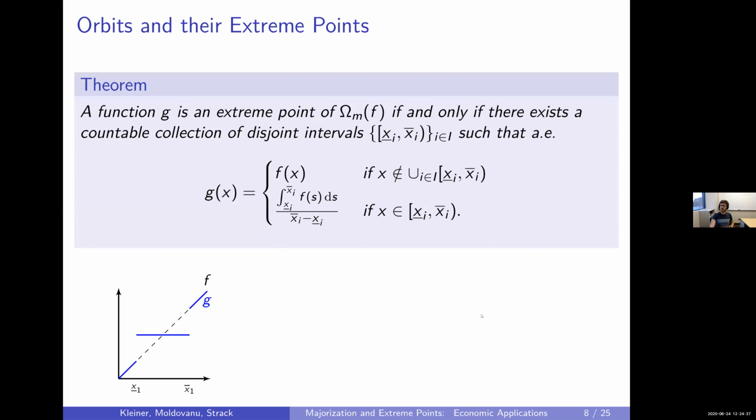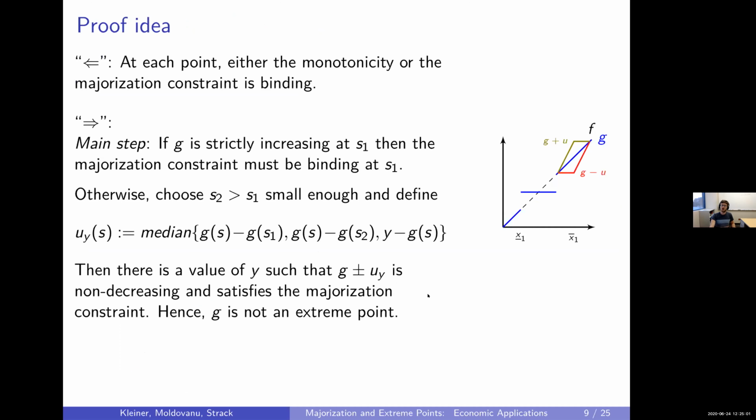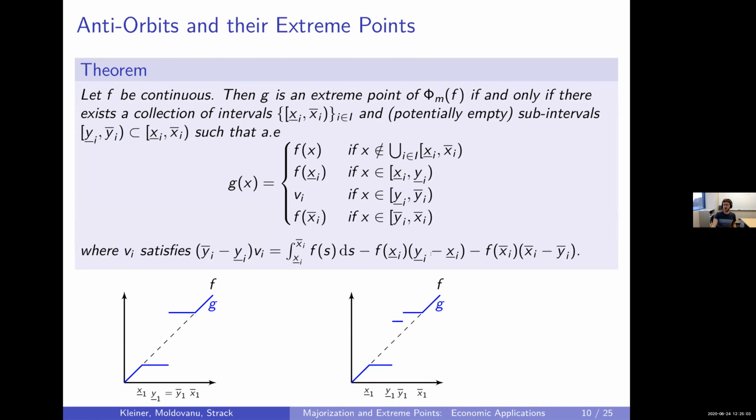So is it clear what the result is saying and what's the rough idea for the proof? So these are the extreme points. It's fairly easy to show that these are also exposed points. This means each of these extreme points uniquely maximizes some linear function. Before I give you an application of this result, I'll show you the corresponding result for the second type of sets, for the anti-orbits.